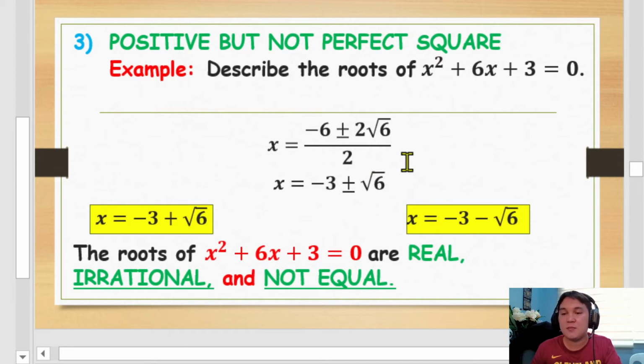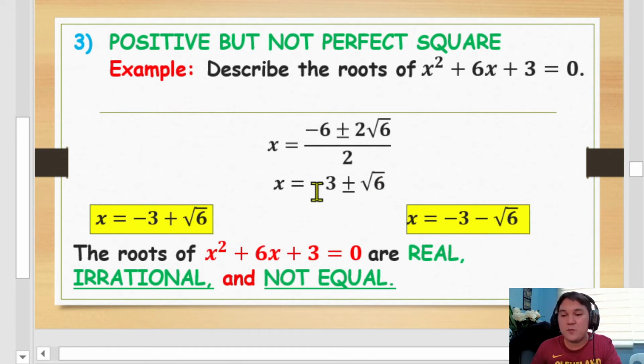This equation can still be simplified by division. So negative 6 divided by 2, that gives us negative 3. We copy plus minus. Then 2 square root of 6 divided by 2, we divide out 2. That gives us square root of 6. So our new equation here is x is equal to negative 3 plus minus square root of 6. From this equation, we get the two roots of the equation. The first root is x is equal to negative 3 plus square root of 6. The second root is x is equal to negative 3 minus square root of 6.